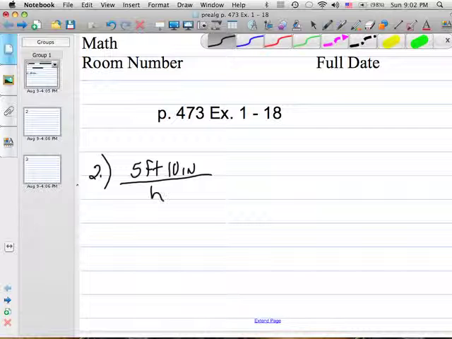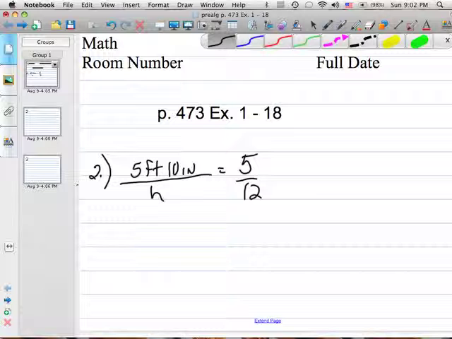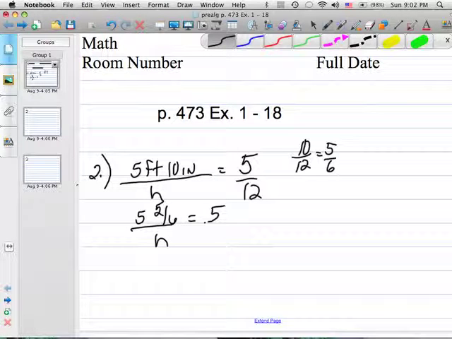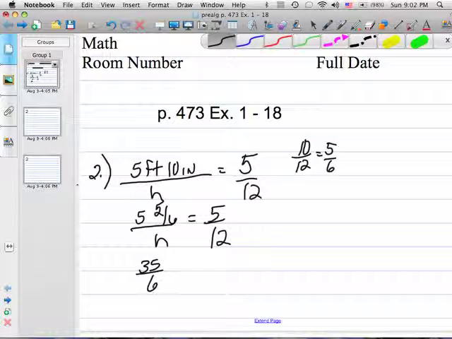to h. The height of the lamppost is the same as 5 to 12. 10 inches is 5 2/3 feet. And that'd be 10 inches over 12 inches. So that'd be 5 and 5/6 over h equals 5 over 12. So using cross products, 5 and 5/6 is 35/6 times 12 equals 5h.